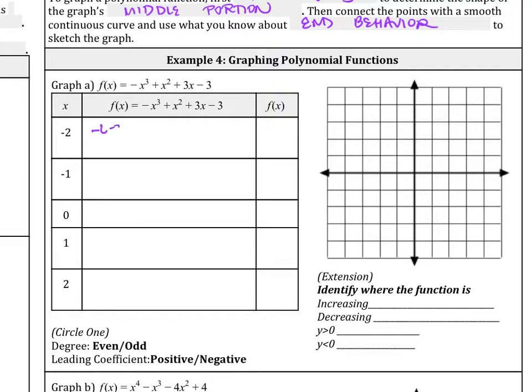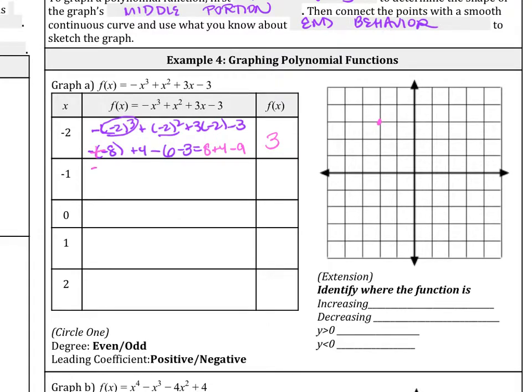Negative 2 cubed plus negative 2 squared plus 3 times negative 2 minus 3. So remember, you do the exponent first, so this is a negative 8, and the negative 2 squared is a positive 4. 3 times negative 2 is negative 6, and then minus 3. So negative 8, that will become a positive 8. So be careful with your order of operations. So 8 plus 4, and then negative 6 minus 3 is negative 9. So that's 12 minus 9, which is 3. So at negative 2, we're at positive 3.